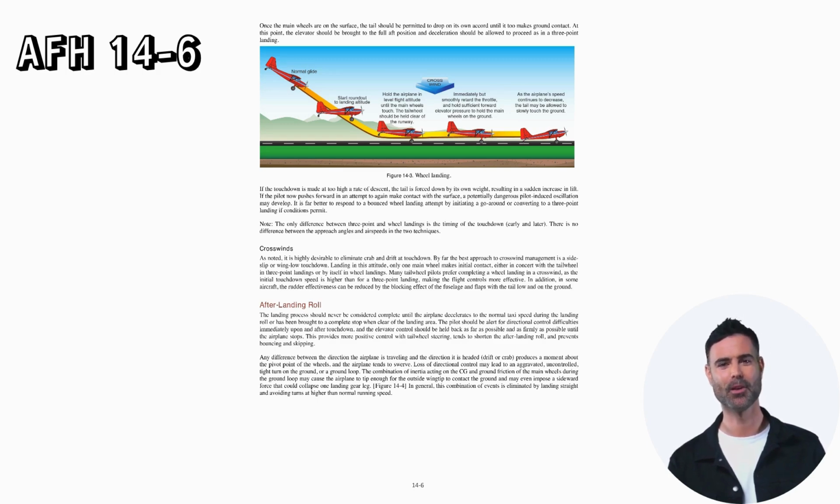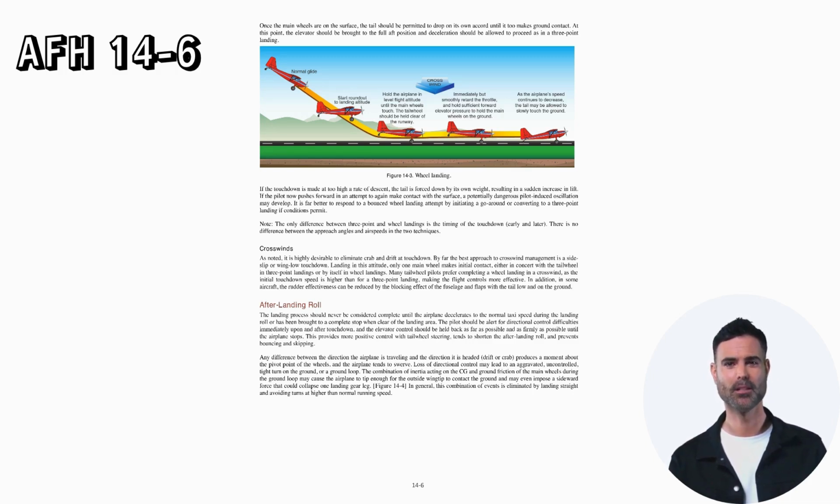Crosswinds. As noted, it is highly desirable to eliminate crab and drift at touchdown. By far the best approach to crosswind management is a side slip or wing-low touchdown. Landing in this attitude, only one main wheel makes initial contact, either in concert with the tail wheel in three-point landings or by itself in wheel landings.